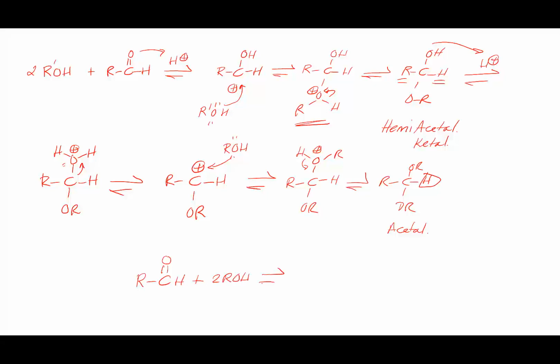One of the things that I would add to this sort of mechanism is I don't necessarily have to add the same OR group. I could stop at the hemiacetal and then switch. So if I only use one equivalent of one alcohol, like methanol, I could switch at the hemiacetal and add ethanol in the second batch. So they don't have to be the same, although for the most part, they are.